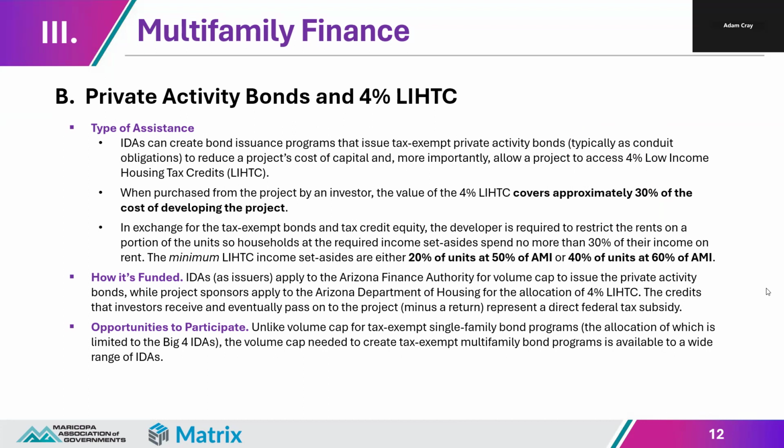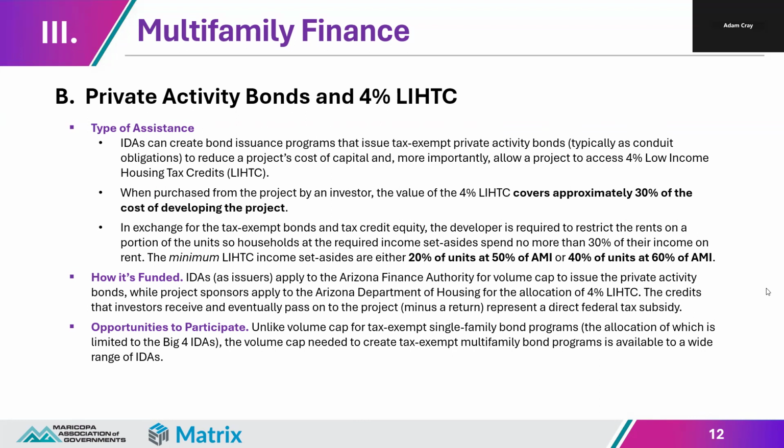You're able to create a conduit issuance program, issue private activity bonds, get that volume cap that we talked about before to issue these PABs, and get 4% LIHTC. That's really the most important piece of this. Yes, the private activity bonds, because of their tax exemption, will often lead to lower cost permanent financing on a deal, but that's not the real benefit of PAB for multifamily.